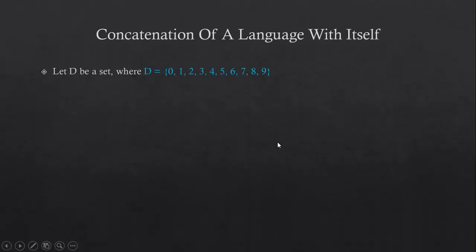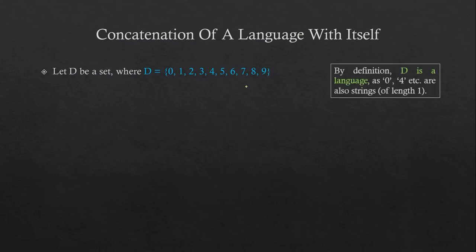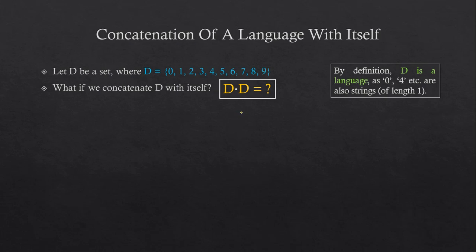We can concatenate a language with itself. In this example, let D be a set that contains all the digits from 0 to 9. All these members are also strings, so the set D is also a language. Now if we concatenate D with itself, what do we get? If you take a moment and try to do it yourself, you will see that the set contains all the numbers from 00 to 99. This set is also referred to as D square.